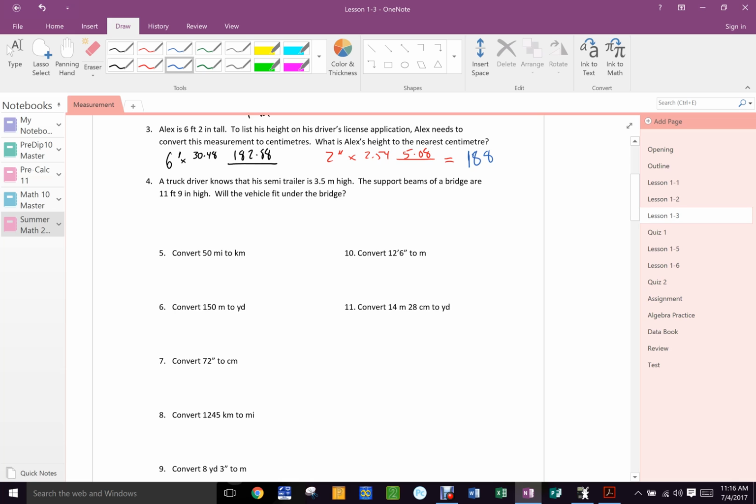Is this truck driver going to fit under there? Again, which one do I have to convert? Both or only one of them? Only one. Does it matter which one I convert? No, of course not.